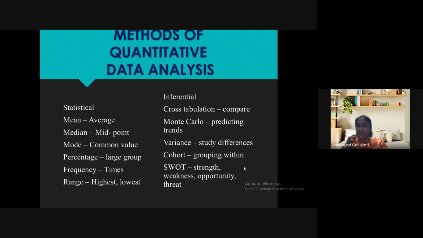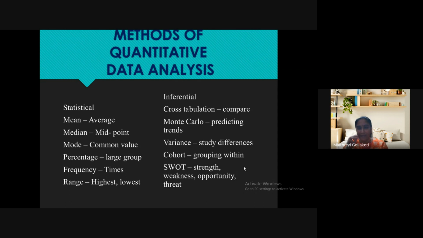Percentage. Percentage, we all know, 100%, 40, 50, 60, like that, depending on how many people out of 100 people, isn't it? That is percentage. And frequency. How many number of times people have bought the product. Okay. Range. Range is nothing but the highest point and the lowest point.